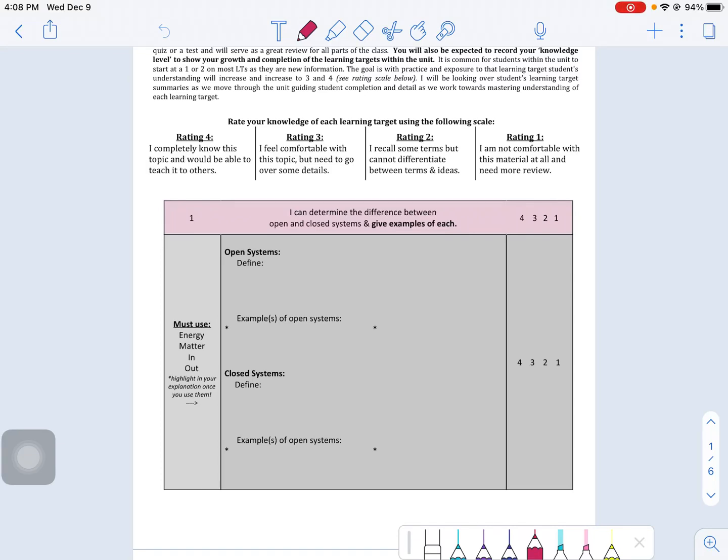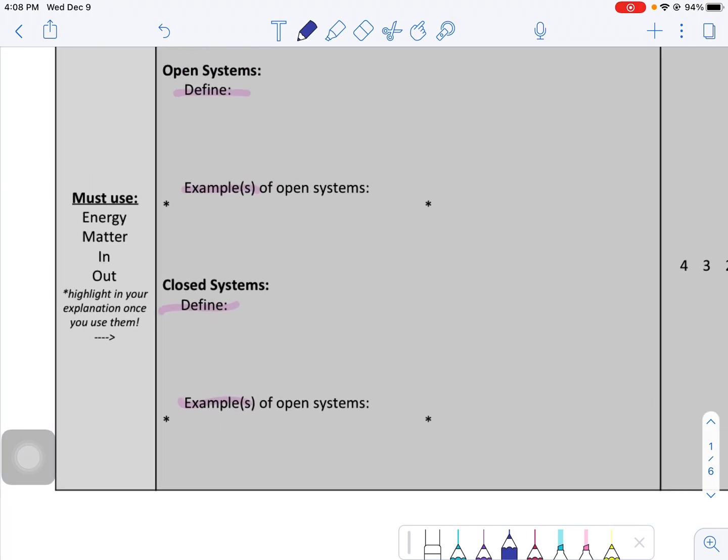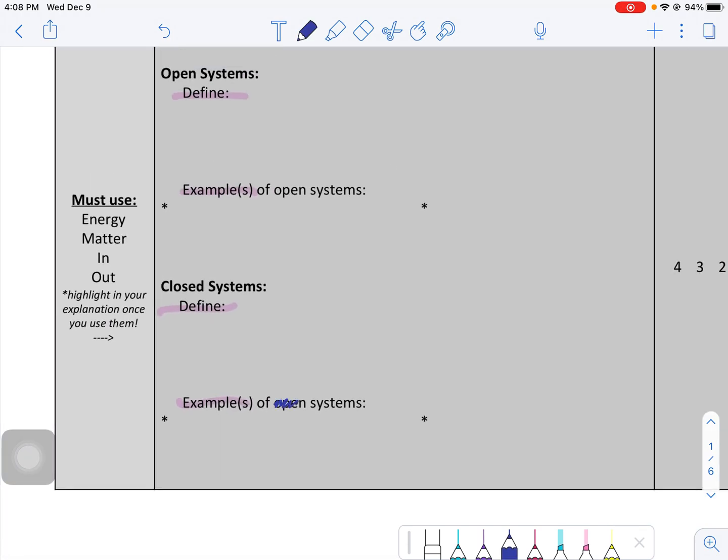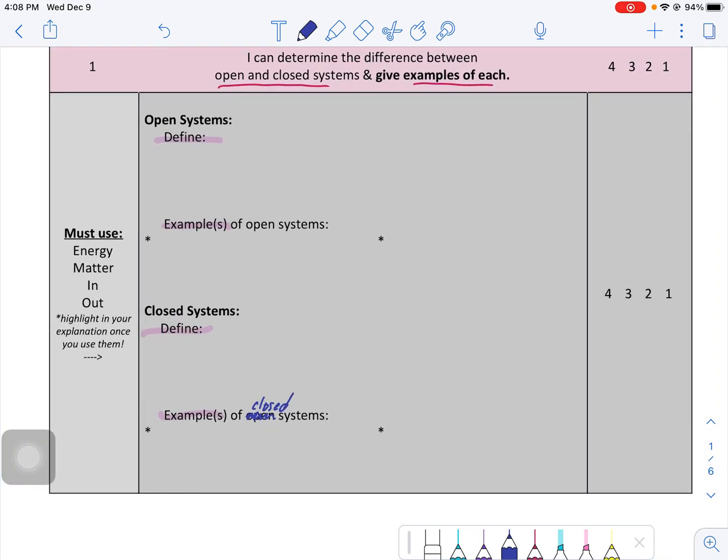So here we're looking at learning target 1, talking about the difference between open and closed systems and being able to give examples of each one. So here we of course have the definition and then examples. This, you probably guessed, is a typo. Should say closed.